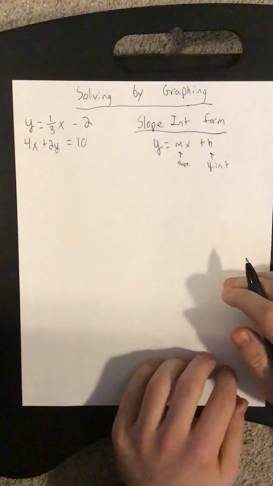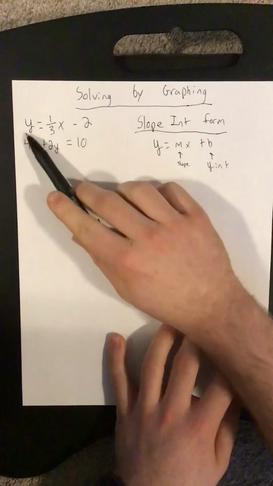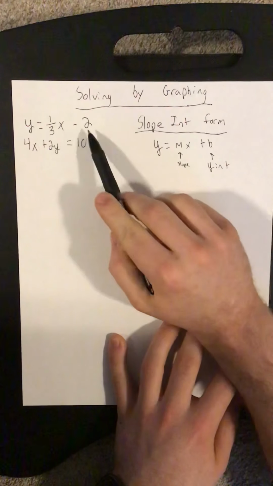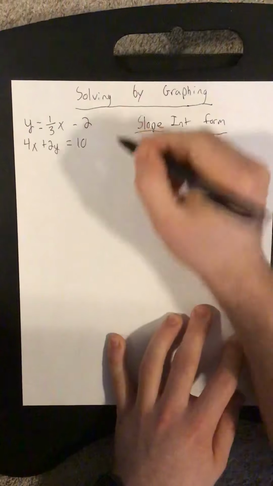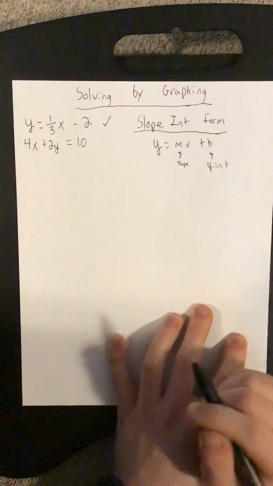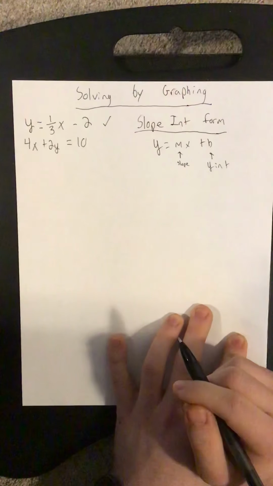So if you're looking at the two equations, the first one already looks like that. Y equals 1/3 x minus 2. Looks like y equals mx plus b. So that one's good to go. Your slope is 1/3 and your y-intercept is -2. But the other one does not look like that. So we need to get it to look like y equals mx plus b.